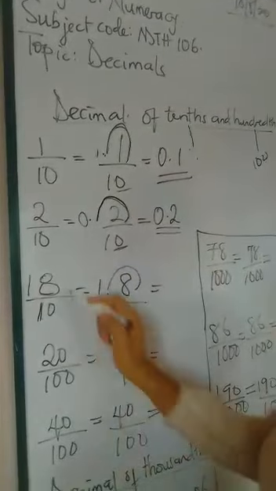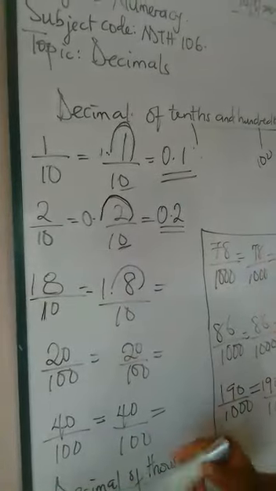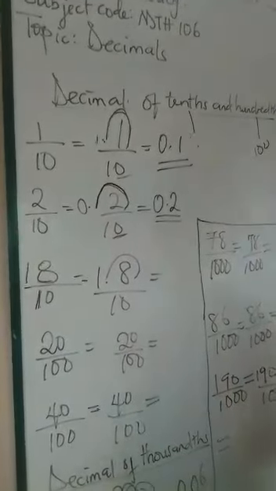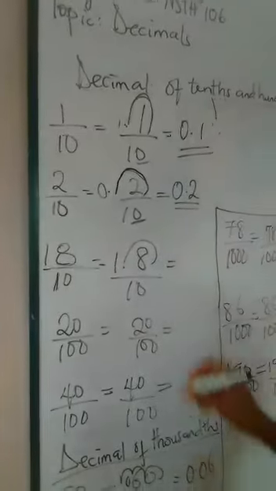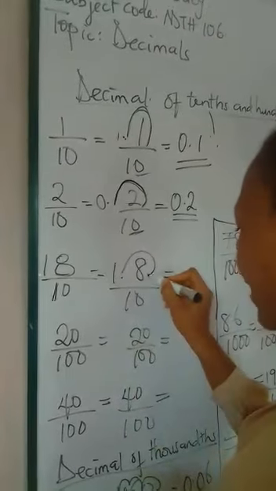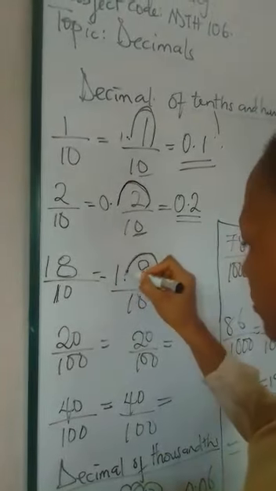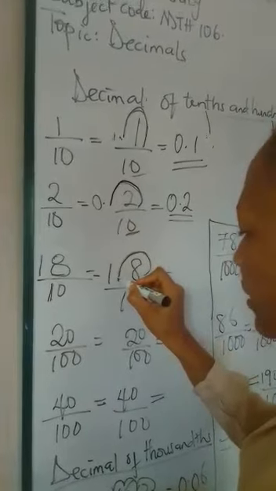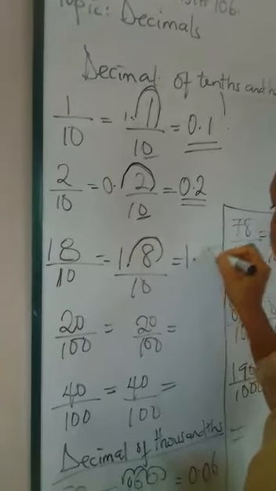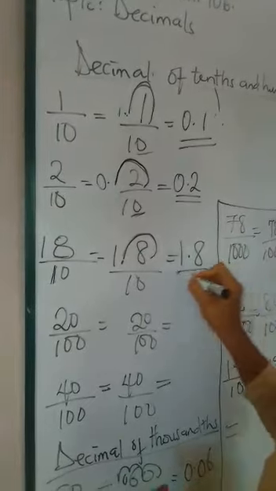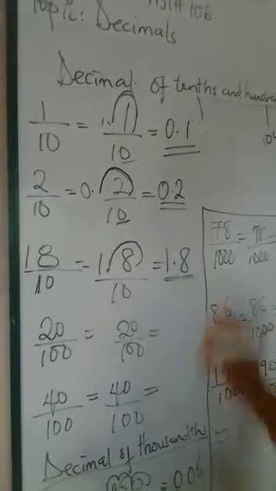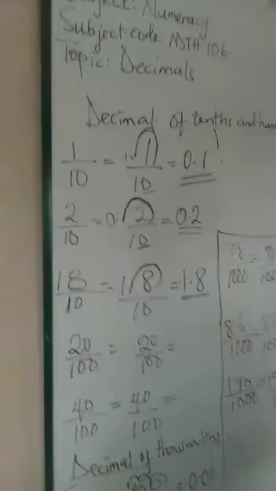Okay? Then I have the third example: 18 over 10. I'll move my decimal point from my right once. It becomes 1.8.